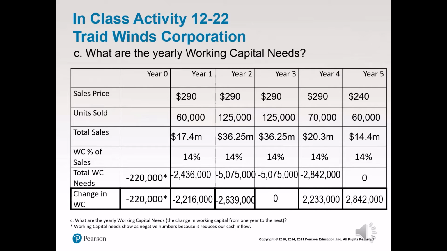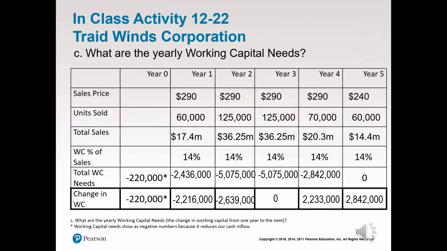Here's the step that's a little bit more complicated. We are having to calculate the working capital that we're needing each year. They told us that the working capital needs were 14% of sales. So we have to figure out what our sales is. We start with the sales price, and you'll notice here that the sale price stays the same until year 5 when we reduce the price in order to liquidate everything.